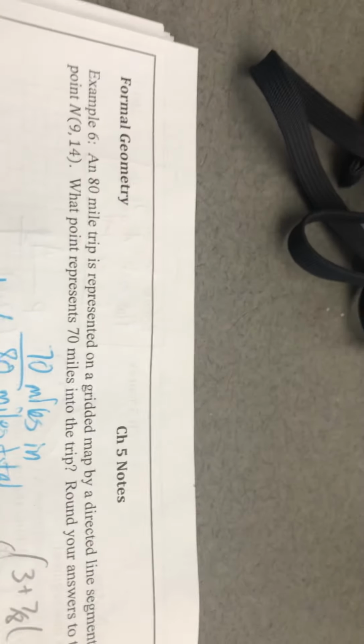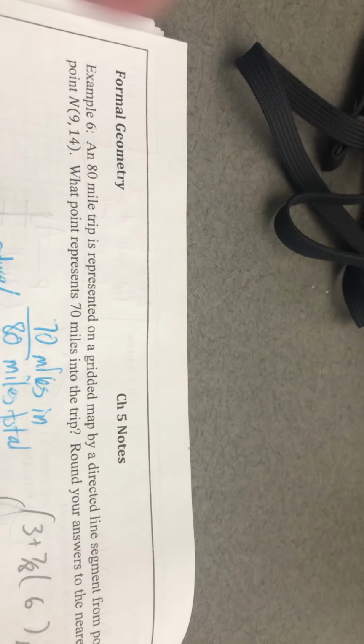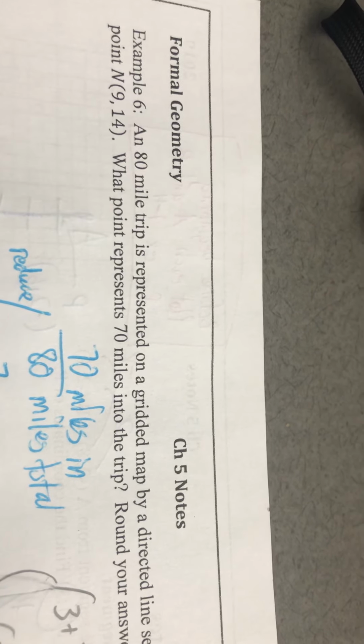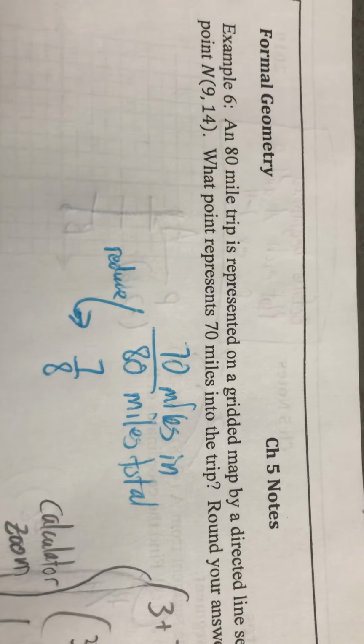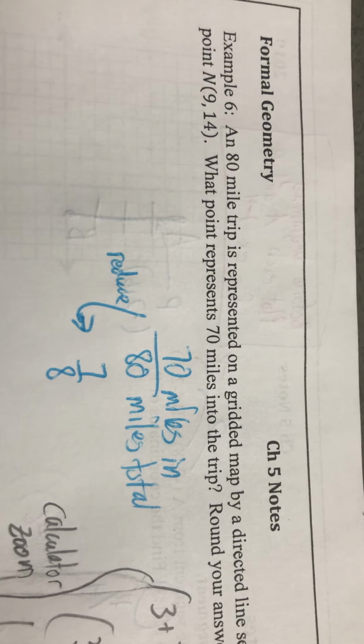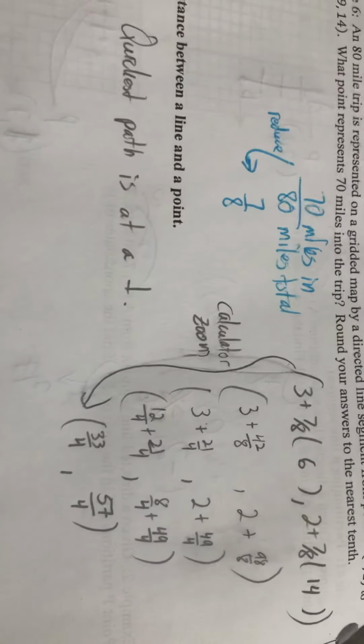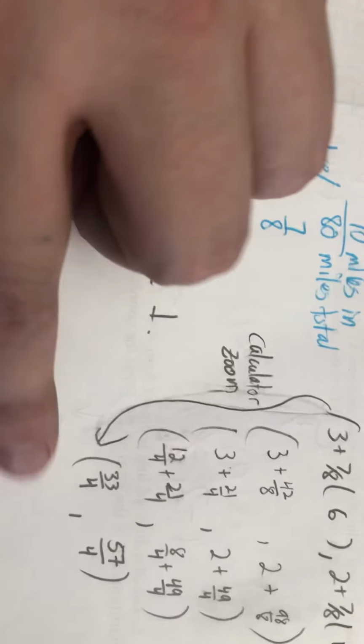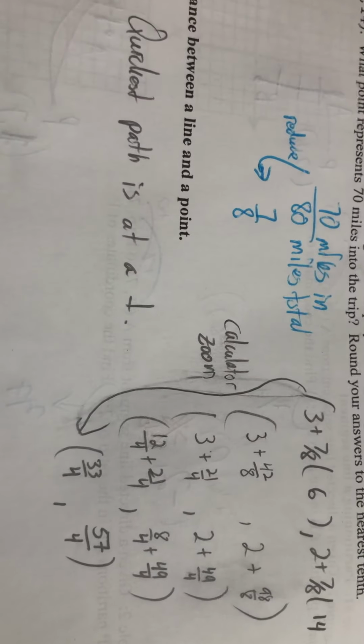For the story problem here, it's got an 80-mile trip, and we're trying to be 70 miles into it. So we're not given a ratio here. We're given a numerator and denominator, 70 miles in and 80 miles total. We're going to reduce that to 7/8. Here's the work for that problem. If you use a calculator, you can zoom from this step to this step. I just showed you the math as well.